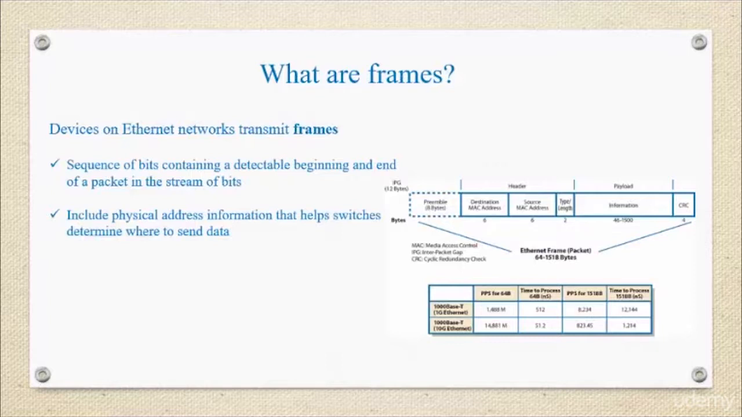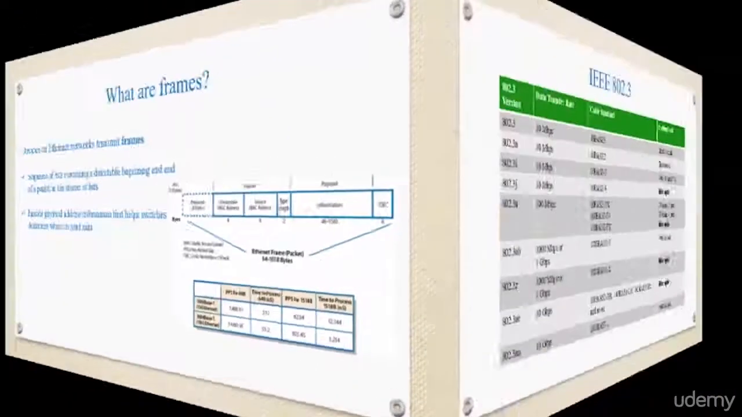Now, devices that use the Ethernet standard transmit frames, and frames contain physical address information that helps a switch to determine where to send the data. So a switch doesn't actually send data using the IP address. A switch will navigate the data by using a MAC address, or a physical address. And we'll talk about a MAC address here in just a second.